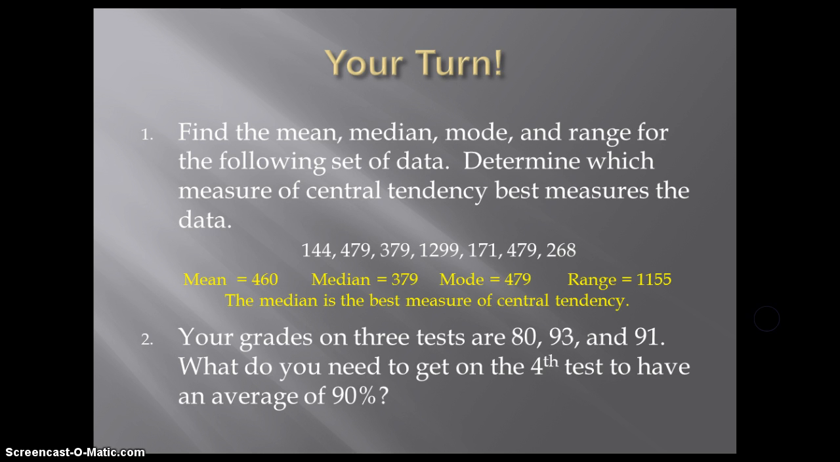Hopefully, your answers match mine. I get a mean of 460, a median of 379, a mode of 479, and a range of 1,155. And if we decide which measure is best, we're going to say the median because we have an outlier. 1,299 is much bigger than everything else. So median is going to be our best measure. For the second one, hopefully you got 96%. We're going to need a 96% on that fourth test to end up with a 90% and an A in that class.